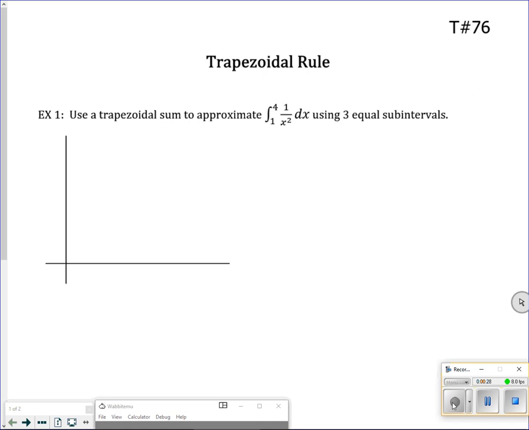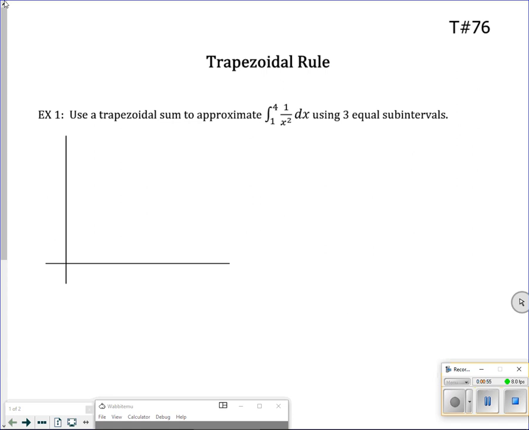So it's the idea similar to Riemann sums. Remember, you see Riemann and you think rectangles. If, however, you see the word trapezoidal, use a trapezoidal sum, well, then you can pretty much guess, I betcha I'm going to use trapezoids instead of rectangles, and that's exactly what you're going to do. So let's think back to when we did Riemann sums.